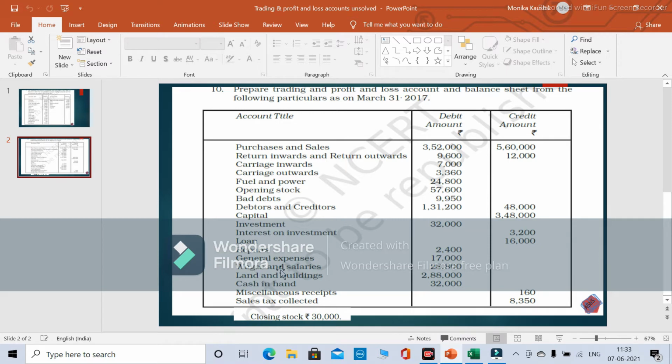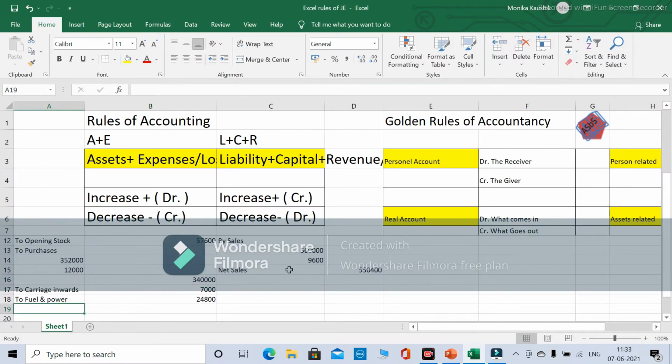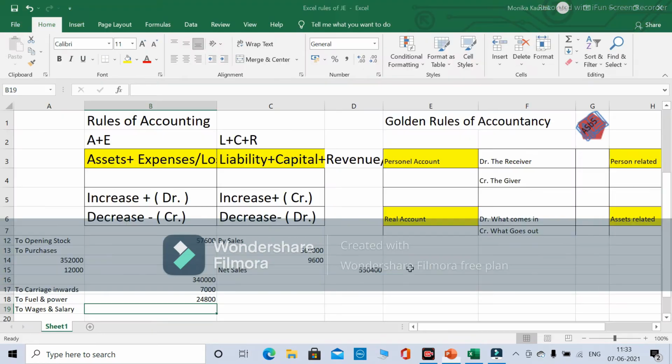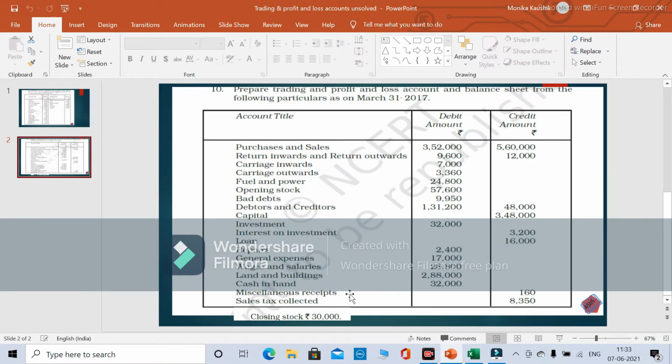Wages and salaries. Now see, if wages and salaries is given over here, this is part of direct expenses. If it had been written salaries and wages, that would have been part of the profit and loss account, not the trading account. But in this case, it is part of the trading account. Wages and salaries 28,800. Next one is land and building. This is a fixed asset, part of the balance sheet. Cash in hand, current assets, balance sheet. Miscellaneous receipts is an income, and this will go in the profit and loss account.